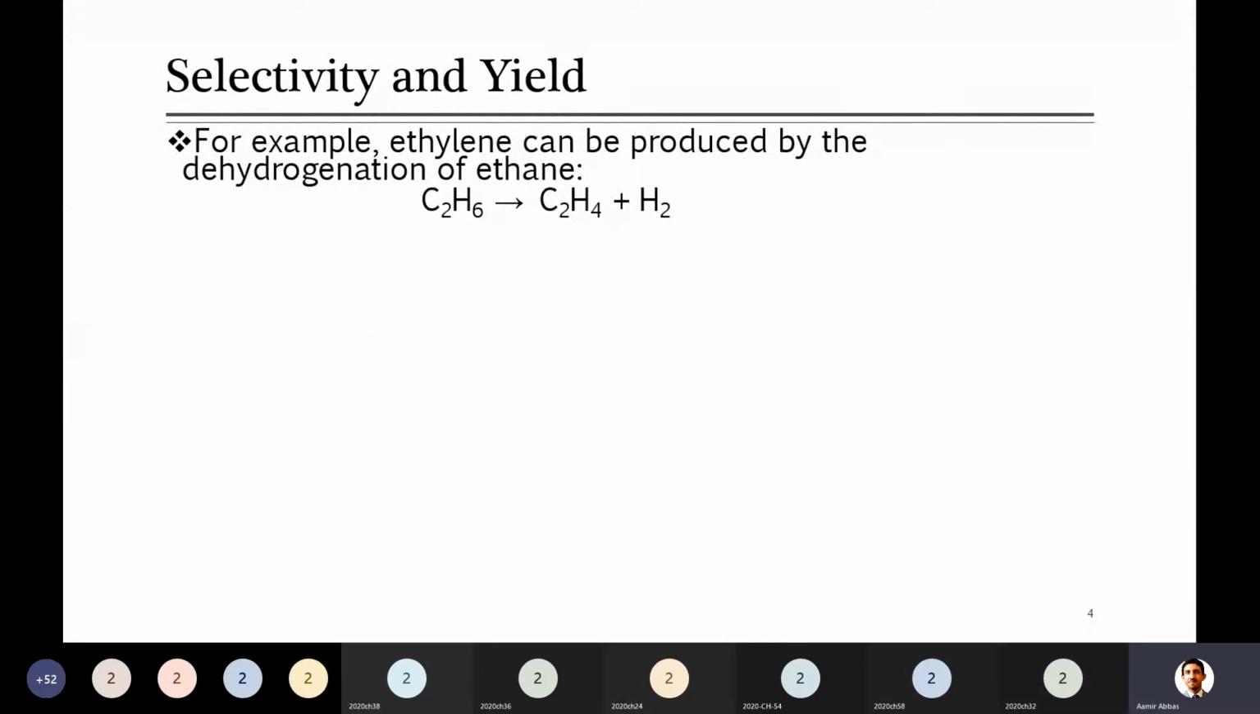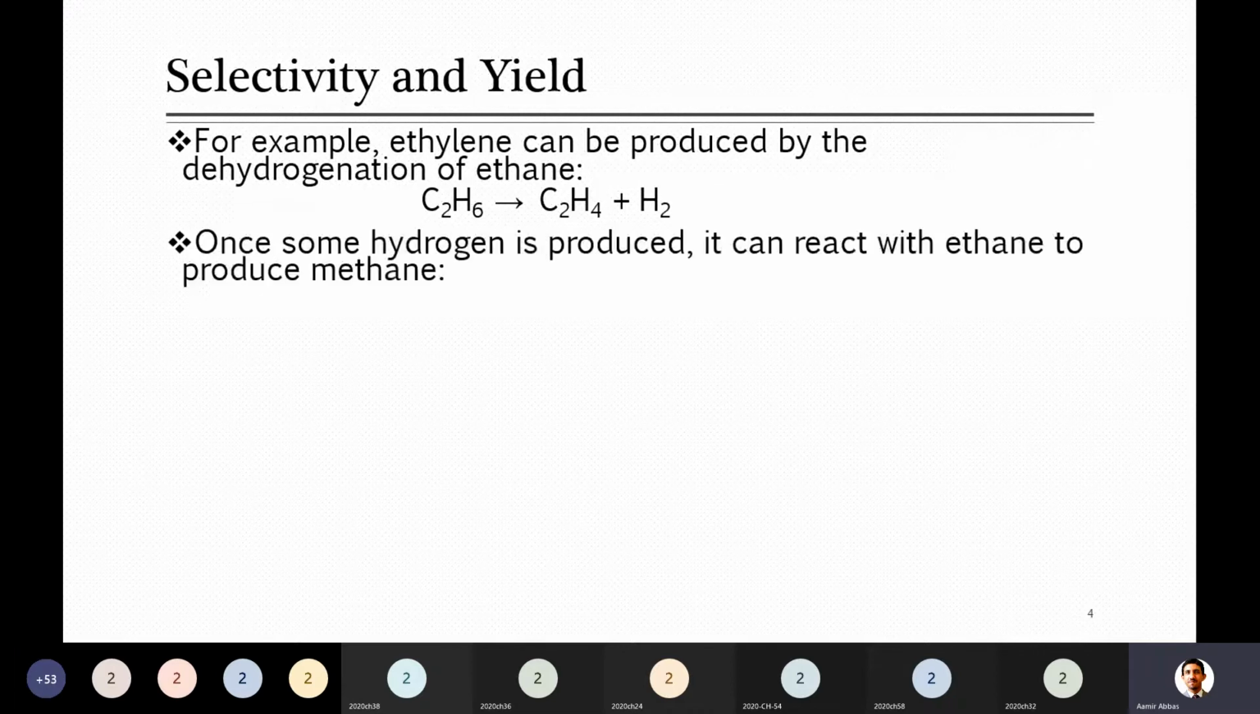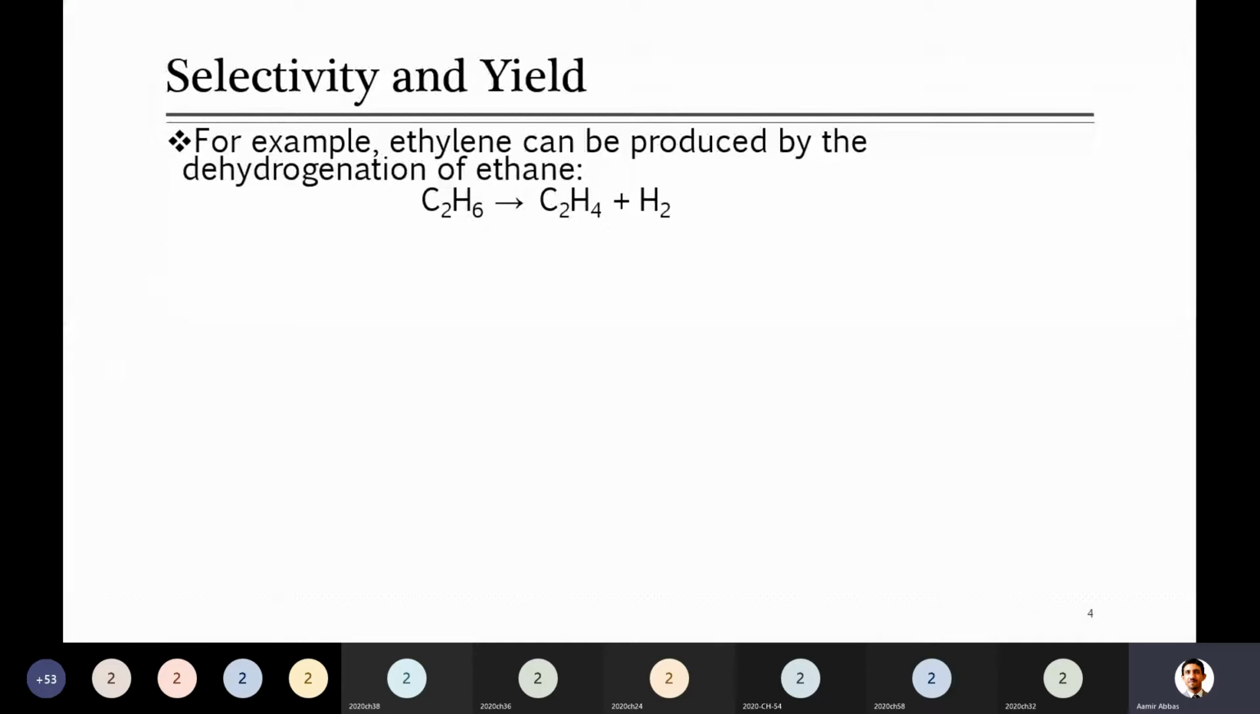Dehydrogenation. Dehydrogenation means removal of hydrogen from something. So here we are actually removing hydrogen, making it an unsaturated molecule. So ethylene is produced. This is the major reaction that you have to produce ethylene from ethane.